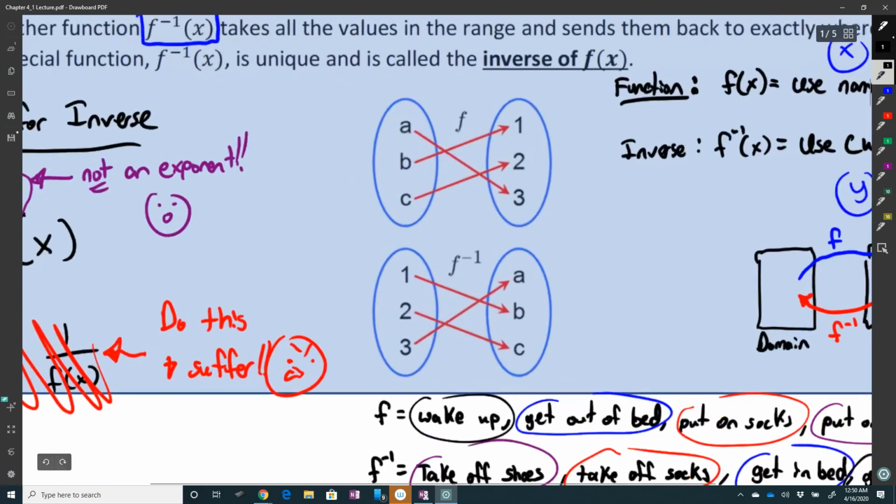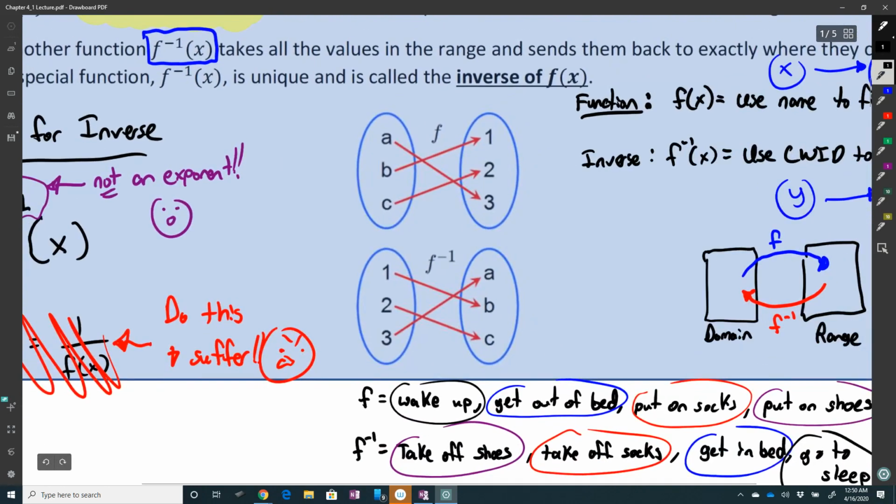Anyway, to these pictures, notice what's happening is f sends a to 3. The inverse sends 3 to a. It goes back where it came from. Okay? Same thing. B goes to 1. In the inverse, 1 goes to B.